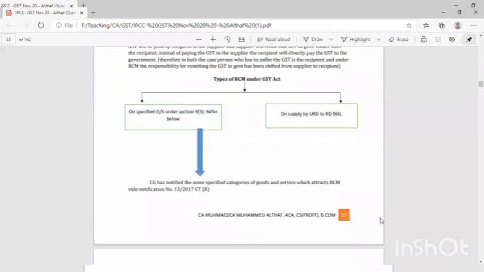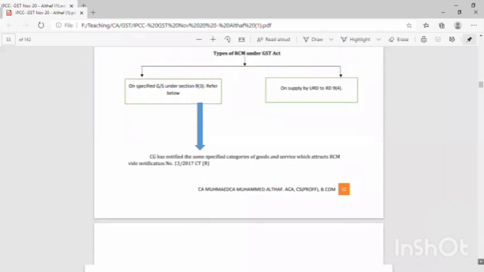Types of RCM under GST. There are 2 types of RCM, 9 subsection 3 RCM and 9 subsection 4 RCM. The main difference is that 9 subsection 4 clearly says that the supplier must be an unregistered person and the recipient must be a registered person. There is no such concept for 9 subsection 3. Both talk about the same concept, RCM. But 9 subsection 3 does not say that the supplier must be unregistered and the recipient must be registered. It says that for these specified goods or services, the recipient always has to pay the GST. That's it. So that's the difference.